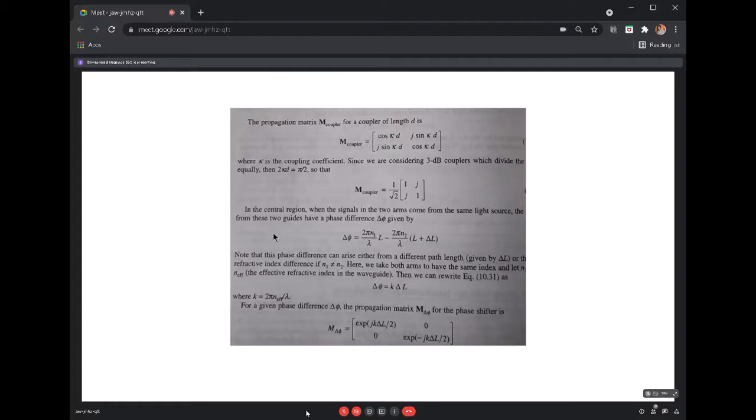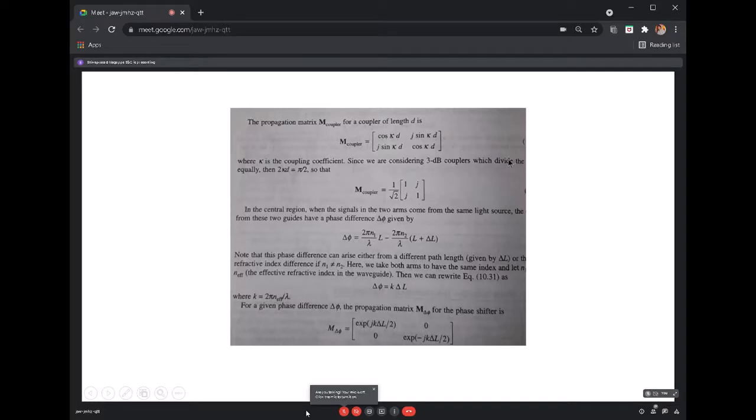So here the propagation matrix for the coupler of length D, since it is a 2 cross 2, is given in the 2 cross 2 matrix: cos KD, j sin KD, cos KD. K is the coupling coefficient. So we are considering minus 3 dB couplers, which divide the power equally.